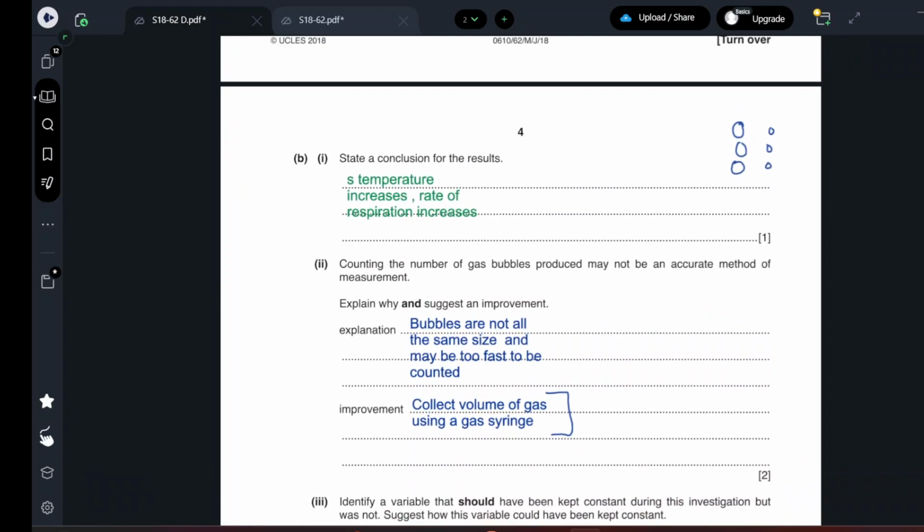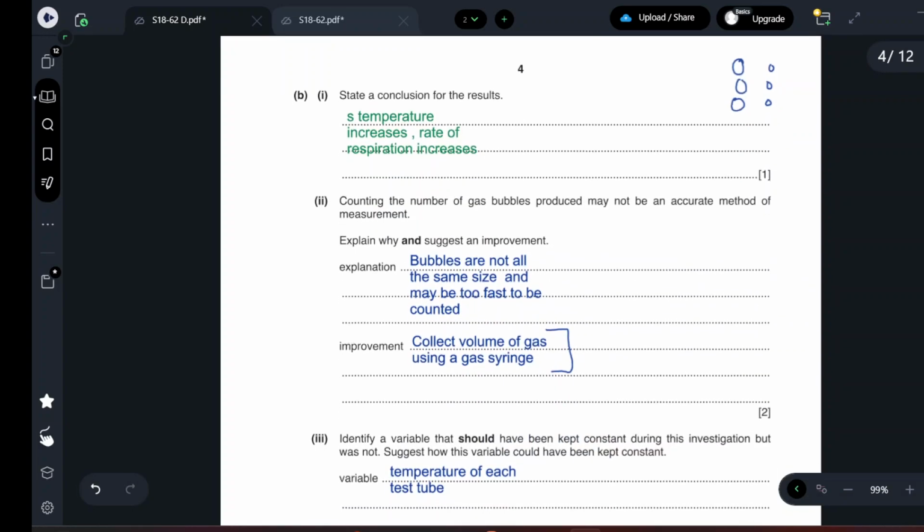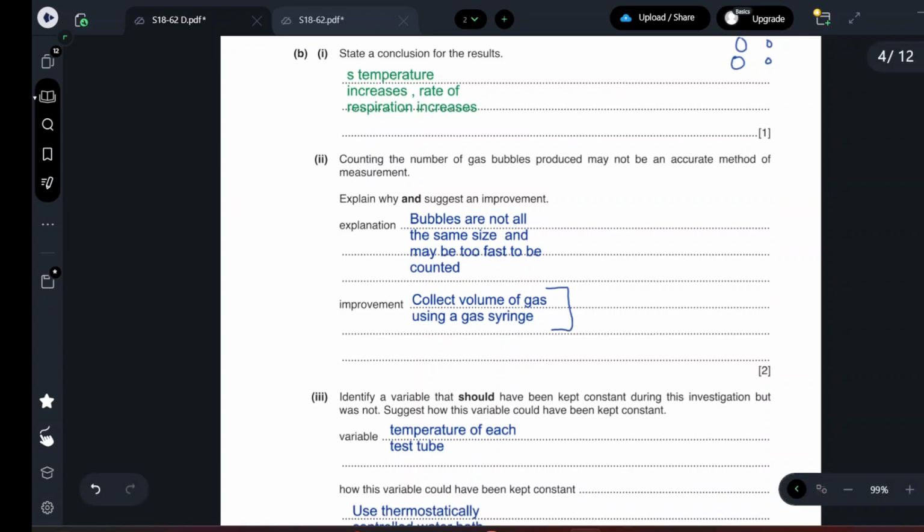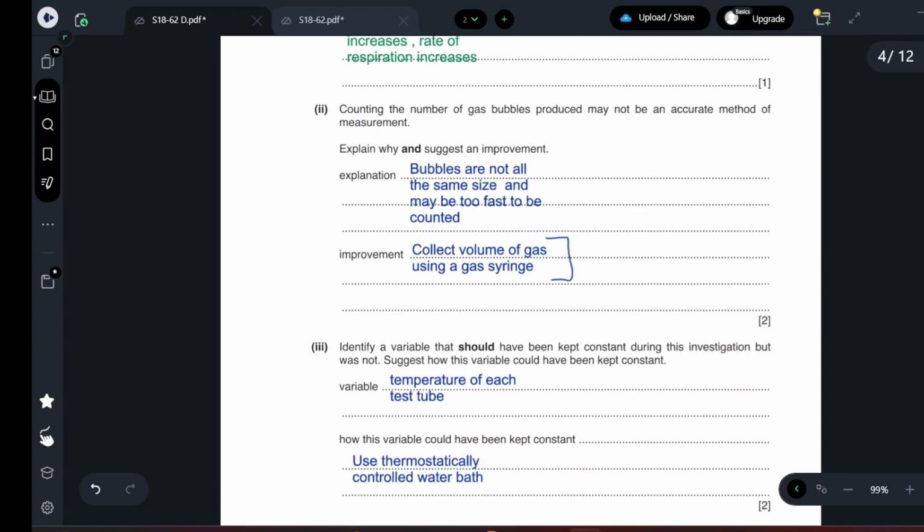Identify a variable that should have been kept constant but was not. He gave you a hint. He gave you that the temperature was 50, but then it cooled down to 43. The other one was 25, it cooled down to 21. So the temperature was supposed to be constant at the number you adjusted it to. However, it cooled down. So what is the variable? The temperature of each test tube.